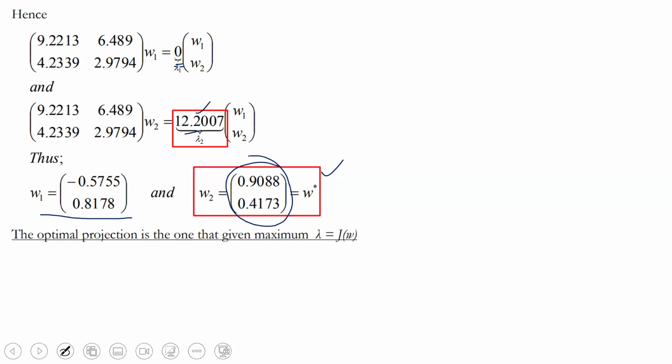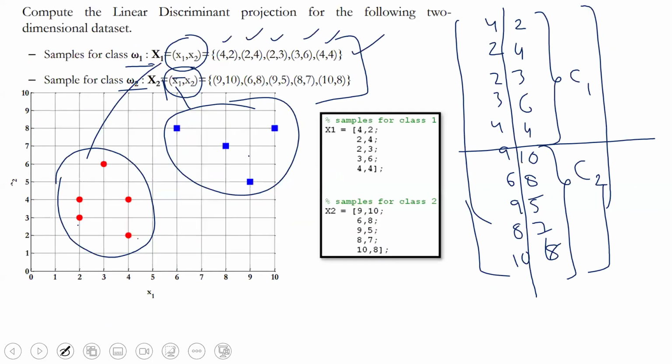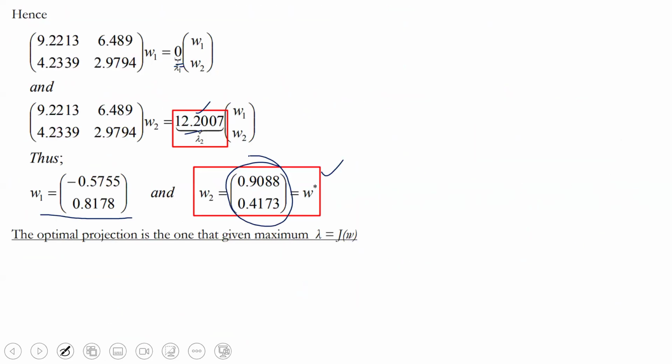Now what does this equation become? What are our dimensions given here? Dimensions are x1 and x2, right? So this has to be multiplied with x1 and x2. This becomes 0.9088 into x1 plus 0.4173 into x2, which would be the LDA function. So this would actually separate both the points. Understood? This is how we derive the equation for LDA.